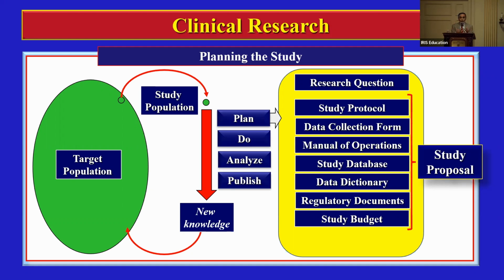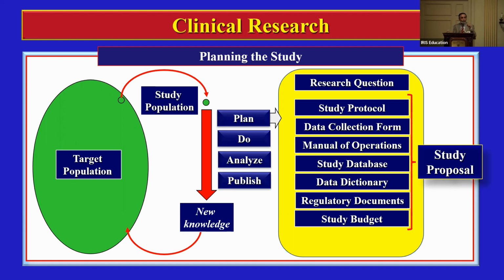all these documents. You need to have a protocol, you need to have a data collection form, you need to have a database, you need to have the regulatory documents, you need to have a budget, because even if you ask for $20,000, they're going to ask, okay, what do you want to use the $20,000 for? Then all these documents are going to be important for your grant proposal.